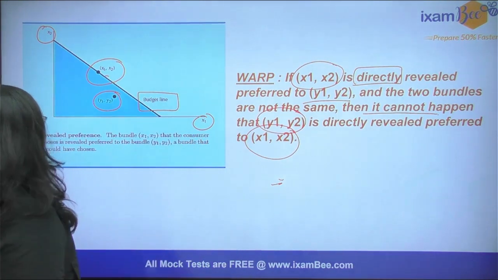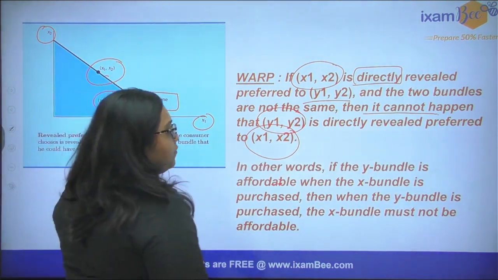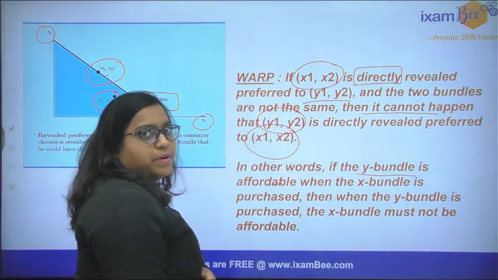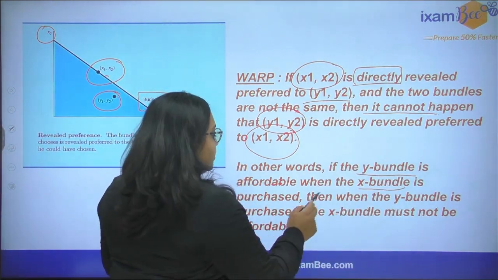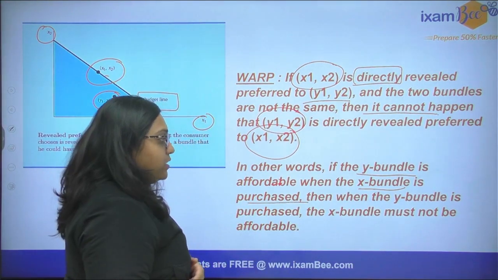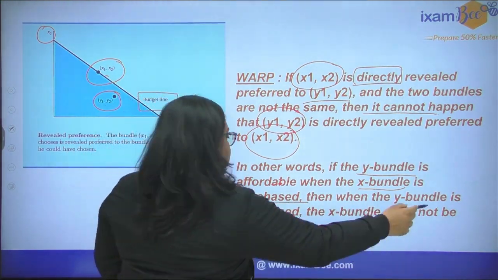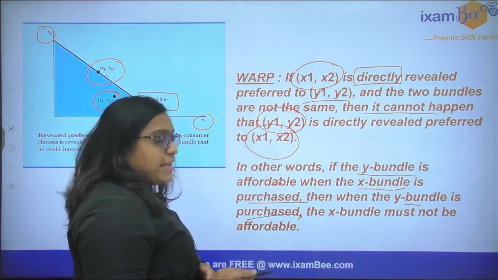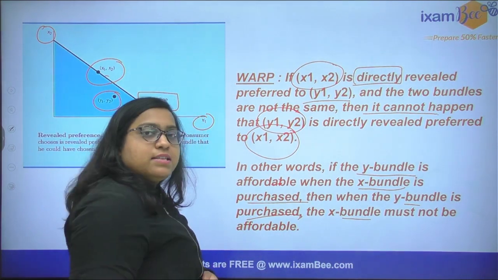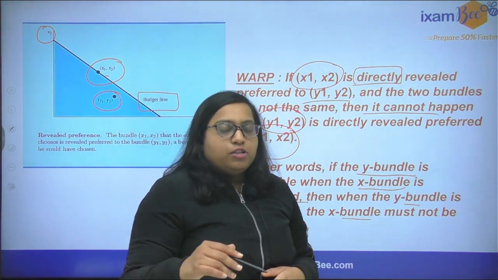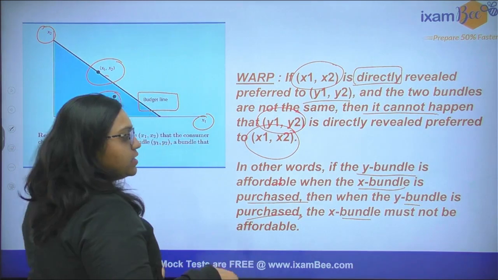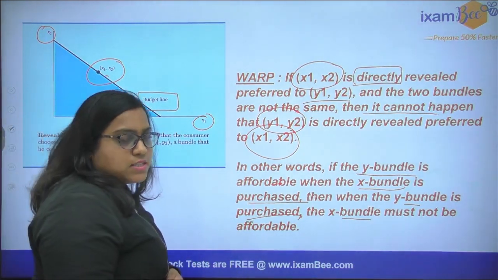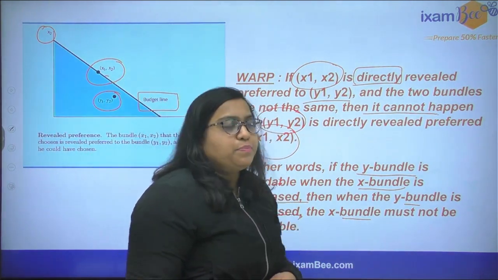In very layman terms, we can say that if the Y bundle is affordable, I can still buy the Y bundle when the X bundle is purchased by the consumer. Then when the Y bundle is purchased in some different price scenario, it shouldn't be the case that the X bundle is still affordable. It should be the case that the X bundle is not affordable, then only we will say that it satisfies the weak axiom of revealed preference.